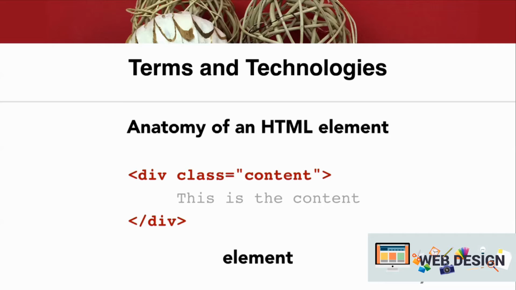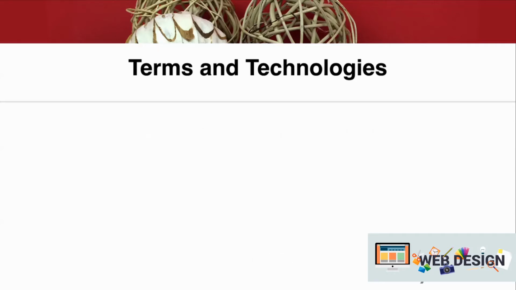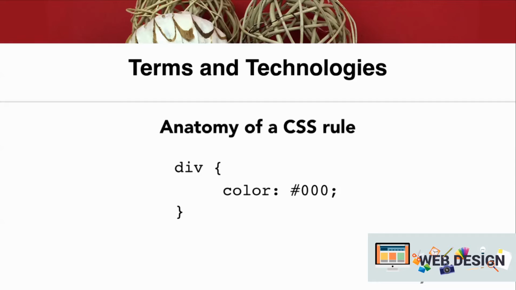When we combine the beginning tag and the ending tag, at the bottom here we can see the /div, these together make up the entire HTML element. So when we talk about an HTML element, we're including the beginning tag and the ending tag and all of the content inside. Now when we're talking about CSS, we're typically talking about a CSS rule, and a rule consists of a selector, properties, and values.